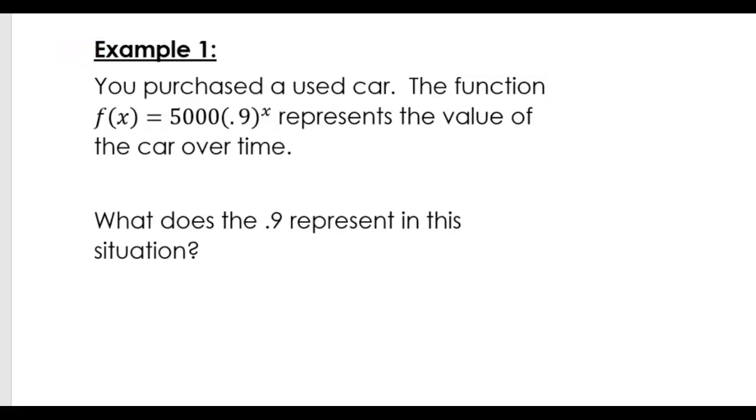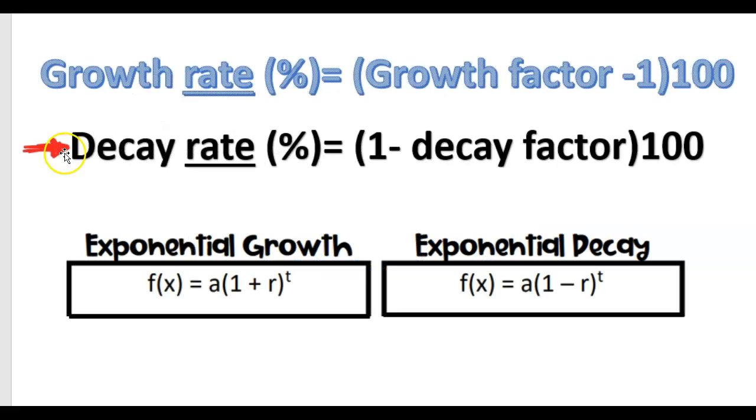What does the 0.9 represent? Is the 0.9 telling me growth or decay? Decay. Cars go down in value. And so the decay factor is the 0.9. This equation right here tells me how to find the decay rate from that.